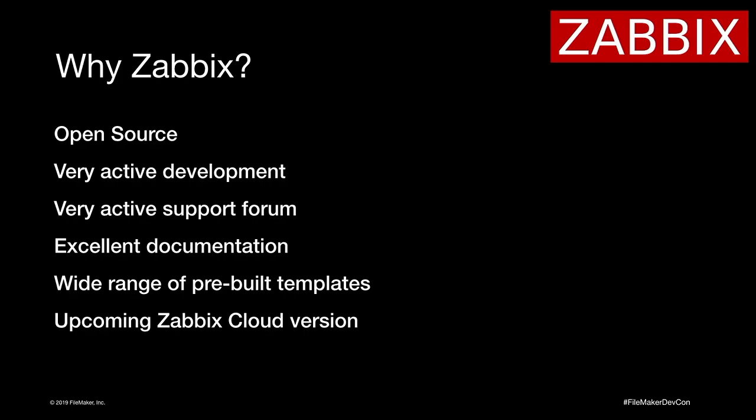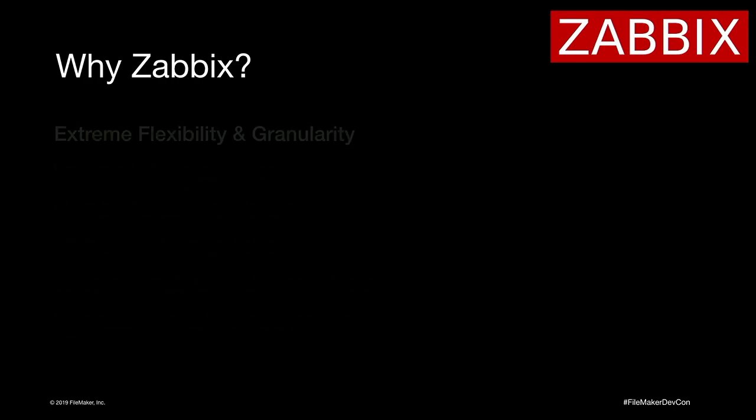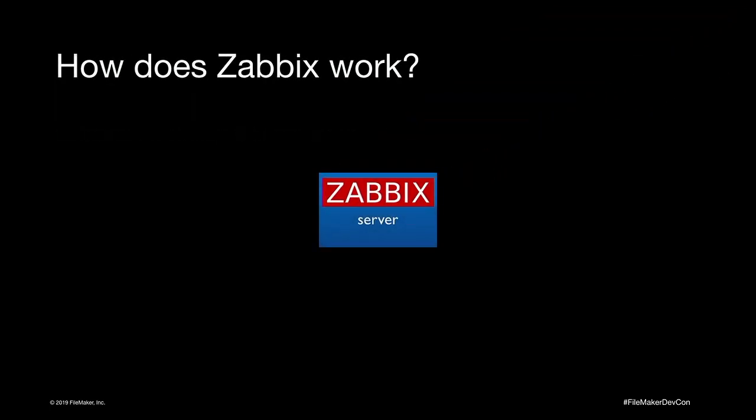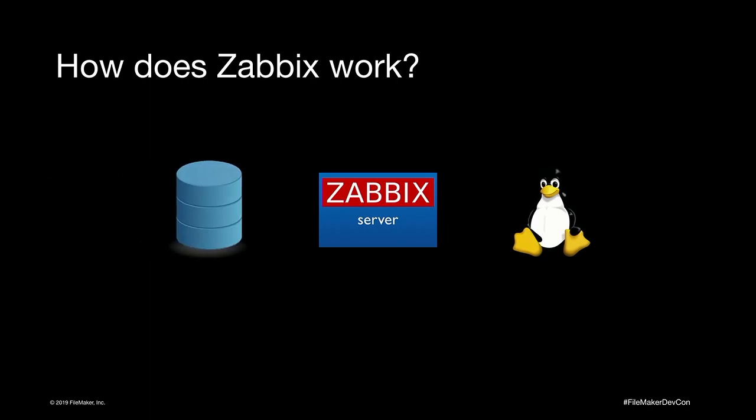There's also an upcoming Zabbix Cloud version, which will make the process of deploying Zabbix much faster. And on top of that, Zabbix offers a lot of flexibility and granularity in terms of the information that we can collect and the actions that we can take in response to that information. To use Zabbix, you will need to have a server, and it will need to be a Linux server. And you'll also need to set it up with a database that can be MySQL, Postgres, or Oracle.